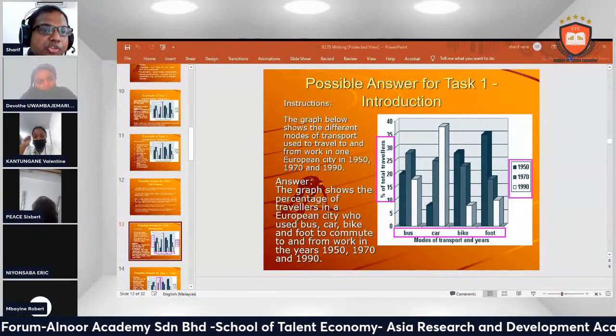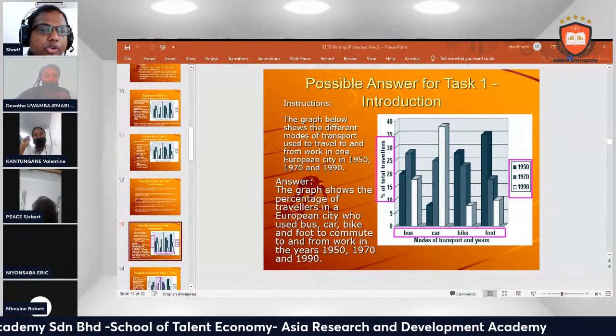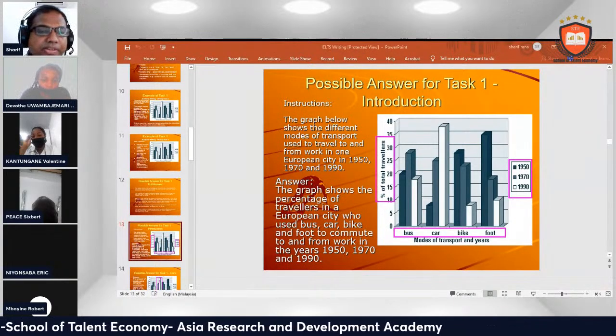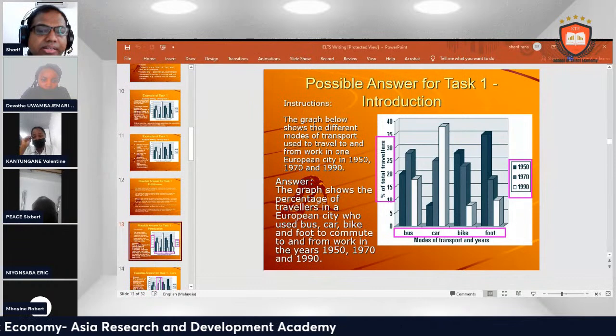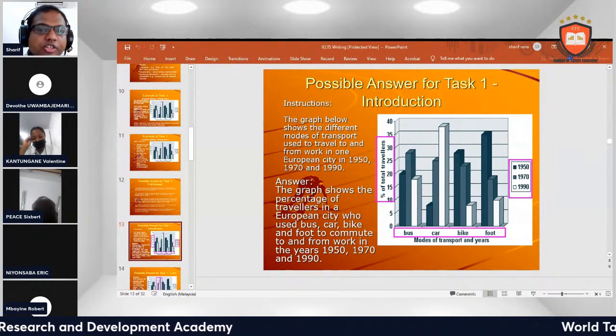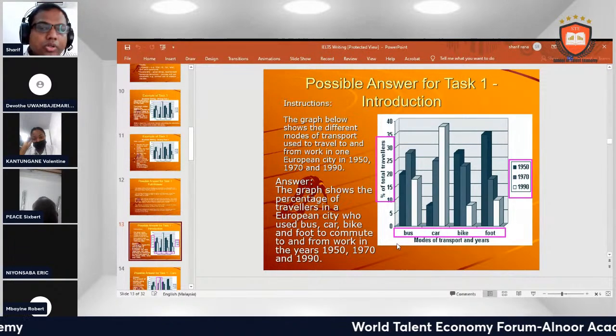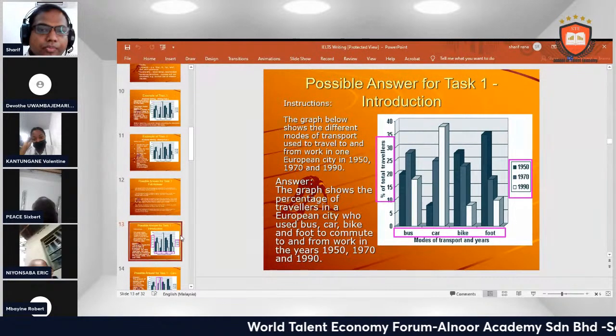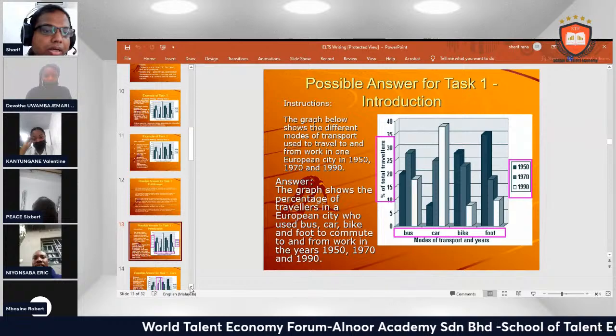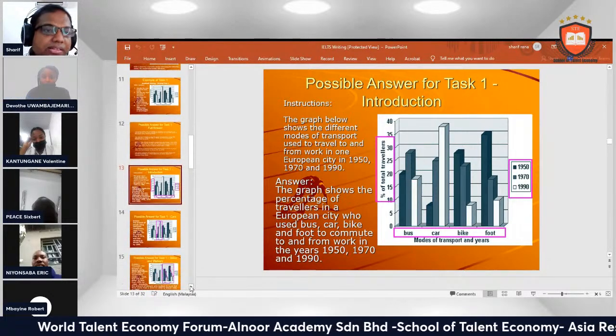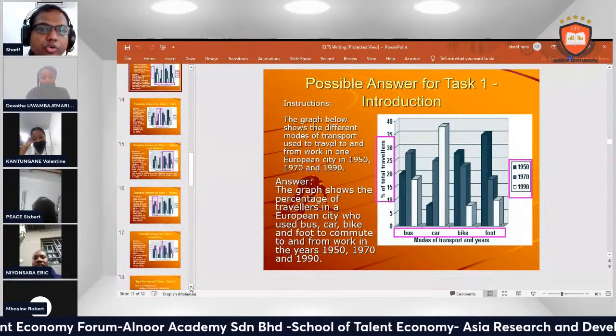That you can utilize for your reading, for your writing purpose, because writing is a very important aspect, especially for your test. So this is the probable answer. I give it to you.